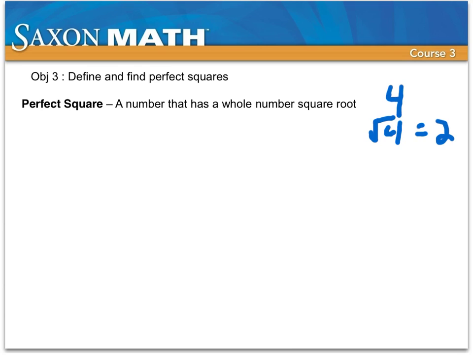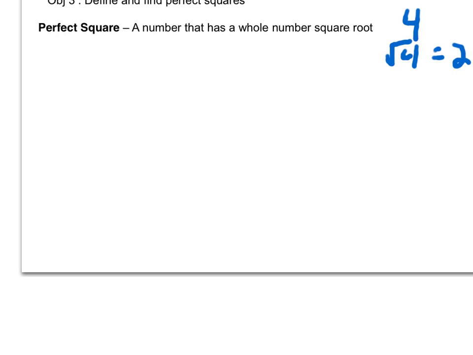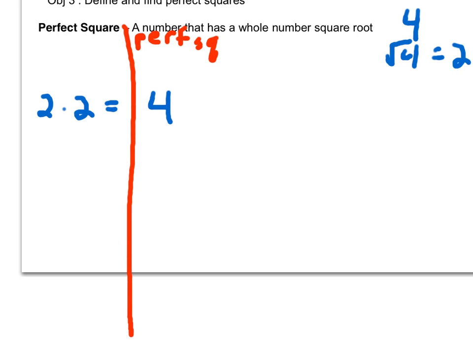So, what we're going to do is make a chart of some perfect square numbers. We know that 2 times 2 equals 4, so that means that 4 is a perfect square number. I'm going to put my perfect squares in a little box right here. Okay, so our perfect squares are going to go in there.